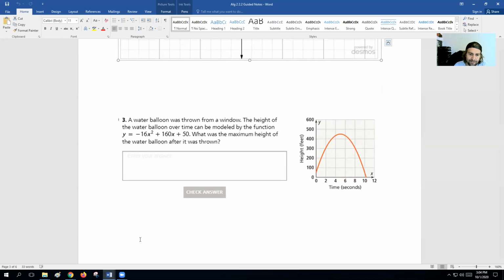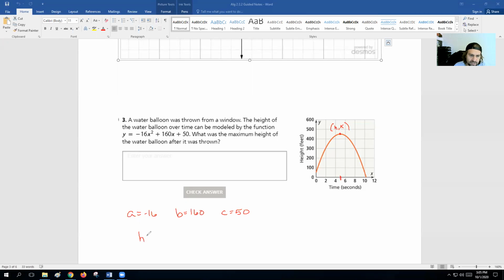Well, if we remember, our max is the vertex. Our maximum point, our vertex, is either a max or a min, and if the equation is upside down, that's the max, which is located at (h, k). So if we can find the h, which will tell us the time, we can plug that into the equation to find out the height. So let's find the h. Our a here is negative 16, our b is 160, and our c is 50.